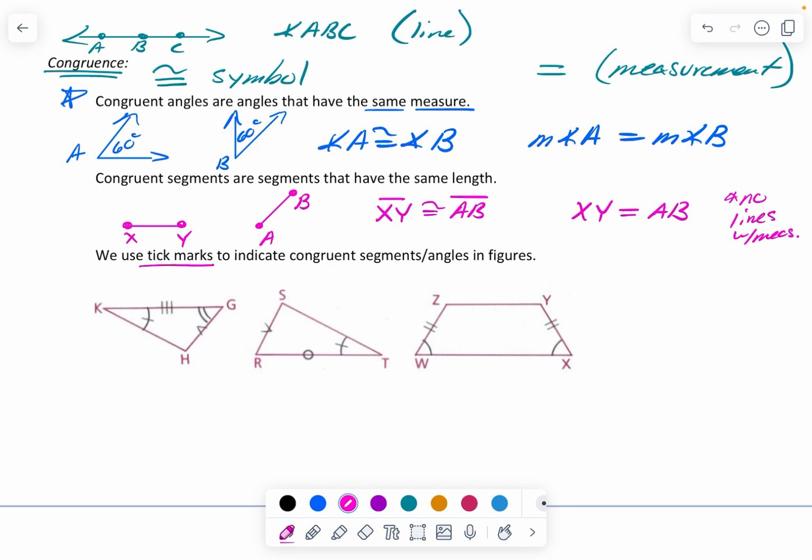So here we have this angle is congruent to this angle, so we could say angle K congruent to angle T. We also can see here that segment HG with this little mark is congruent to SR with that little mark, so we can say segment HG is congruent to segment SR.